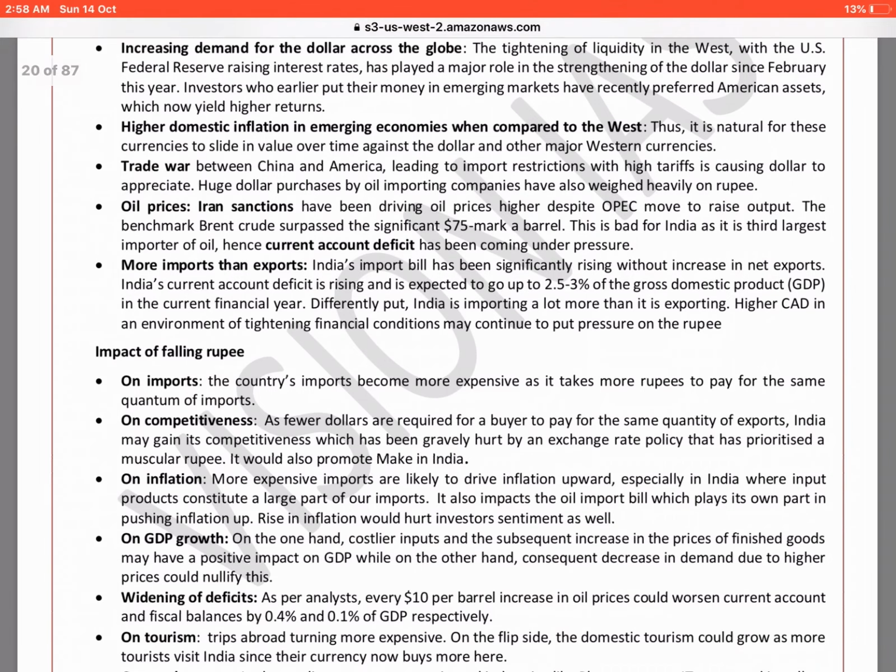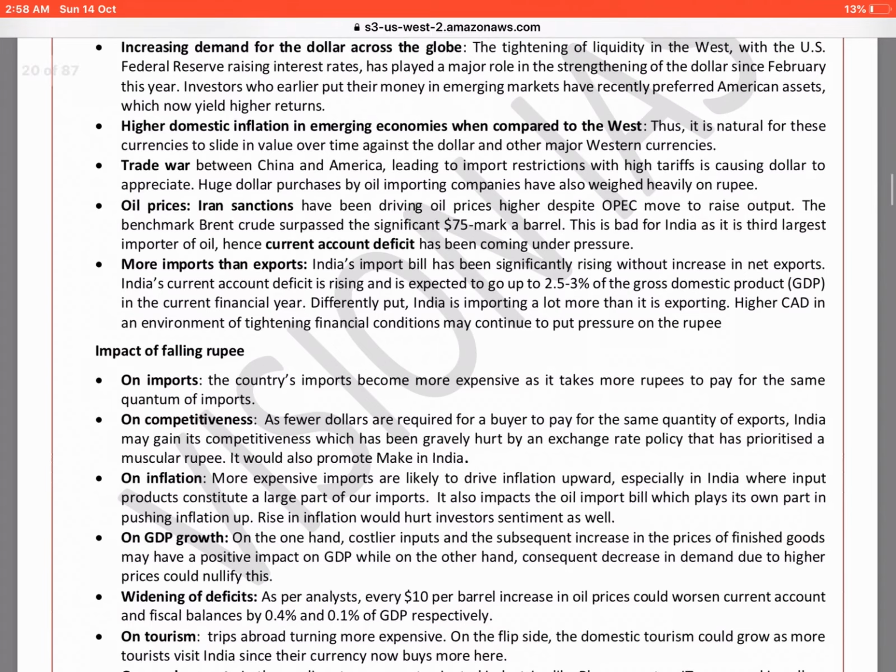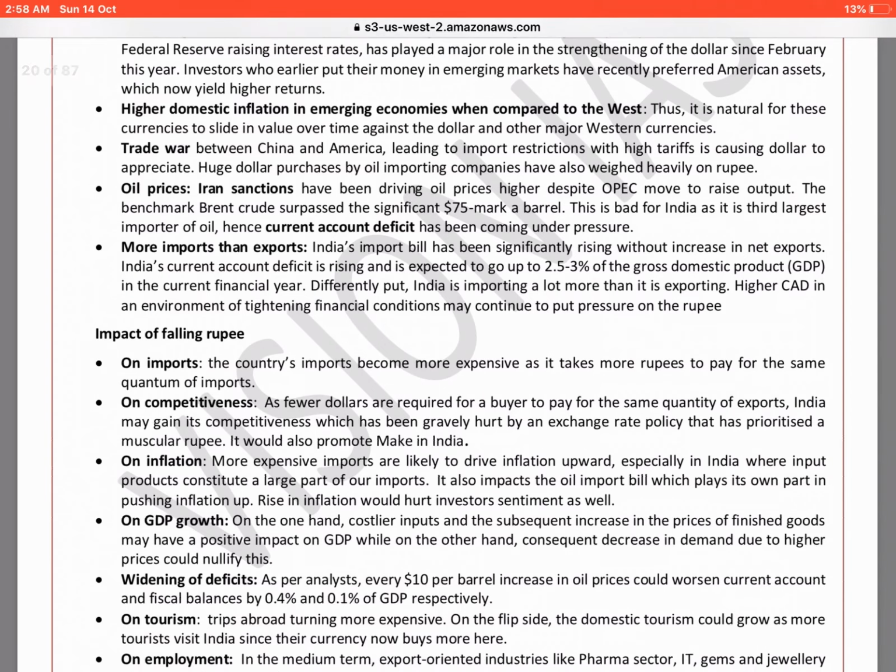Second is higher domestic inflation in emerging economies. If there is a huge demand for the dollar, the imports of our country will rise. Since India is an import dependent country, our import prices rise, because of which domestic inflation will also rise, because if the input cost which is dependent on imports rises, then the final output price will also rise, thereby inflation in the country will be rising.